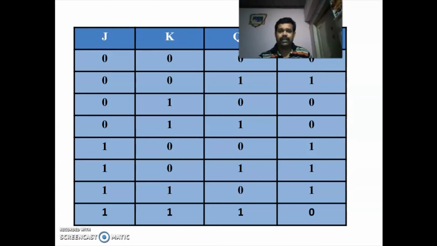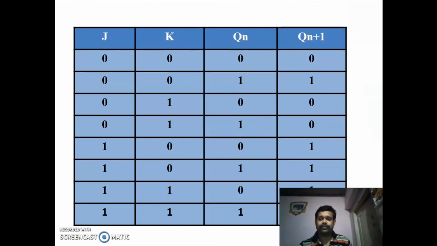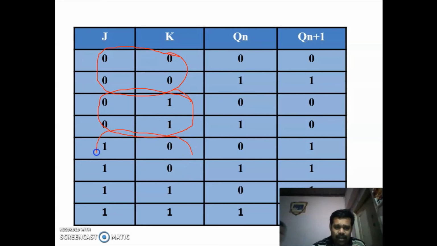Now, this is the truth table of the JK flip-flop, similar to the SR flip-flop. Here you have J and K. Since you have two inputs, you have four combinations: first 0 0, next 0 1, next 1 0, next 1 1. For each combination, we have written the present state as 0 and the next state as 1 for all inputs.